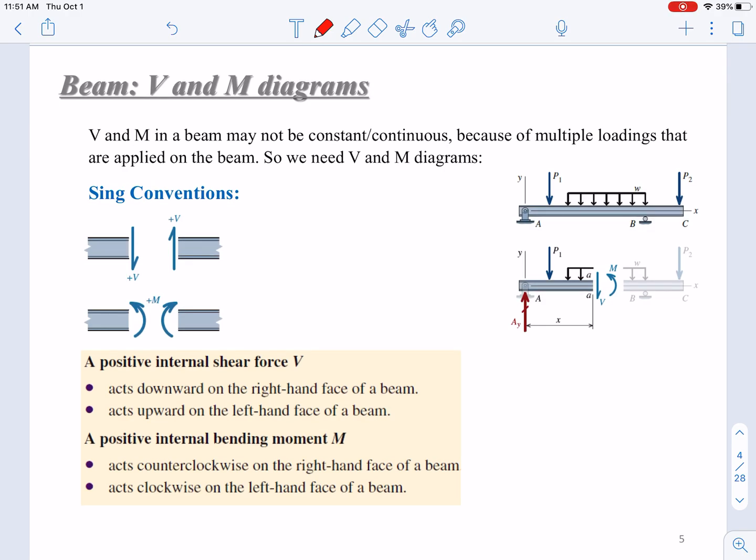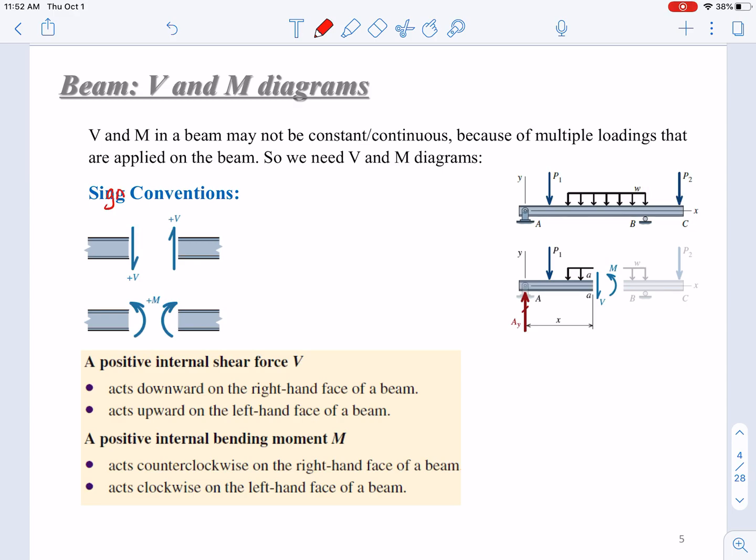So, how to draw the V and M diagrams? As we have emphasized, these V and M diagrams will be very important for these three chapters, because you will at least need to determine where you have the largest values of shear and moment. In a complicatedly loaded beam, V and M may not be constant or distributed continuously because of multiple loadings applied on the beam. So we need to draw these V and M diagrams to do a better analysis. Before everything, let's look at the sign conventions.